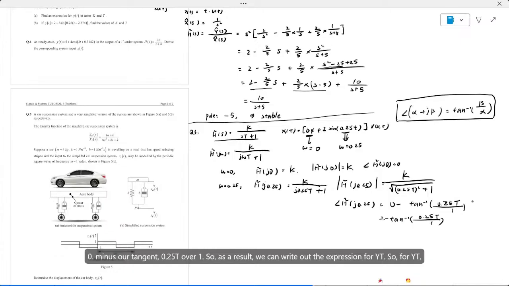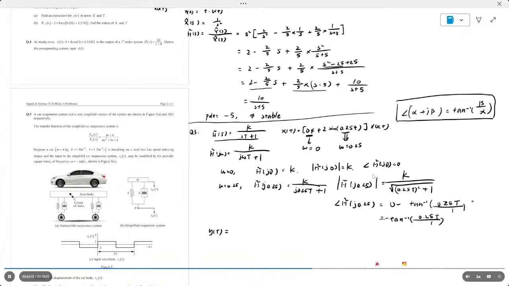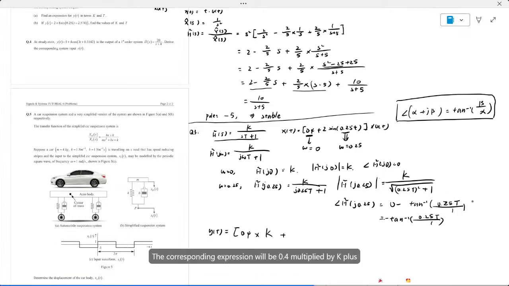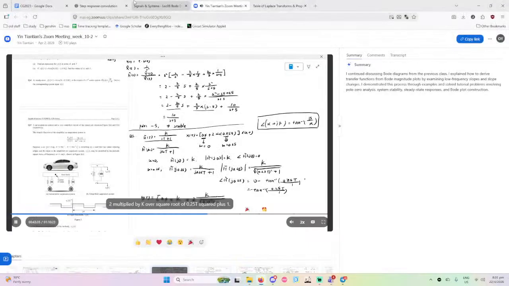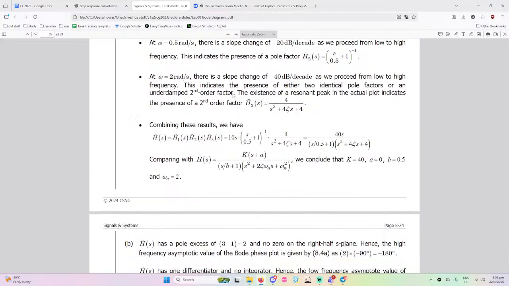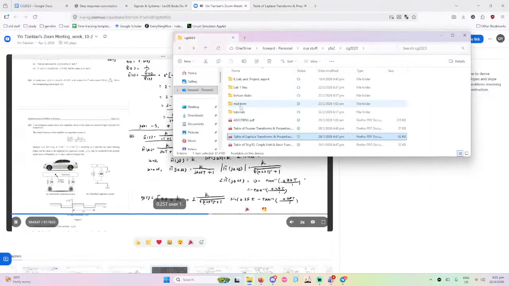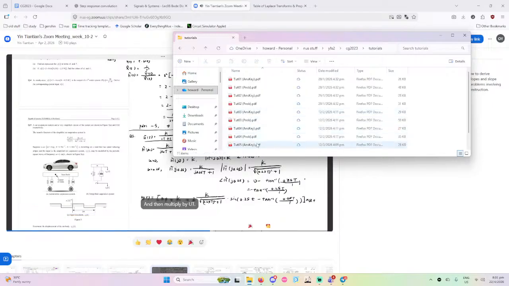So as a result, we can write out the expression for y(t). So for y(t), the corresponding expression will be 0.4 multiplied by K plus 2 multiplied by K over square root of (0.25T) squared plus 1, multiplied by sine of (0.25t minus arctangent of 0.25T over 1), and then multiplied by u(t).